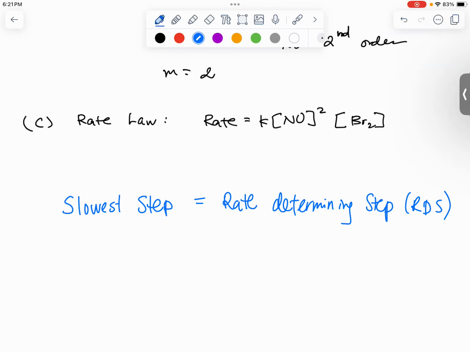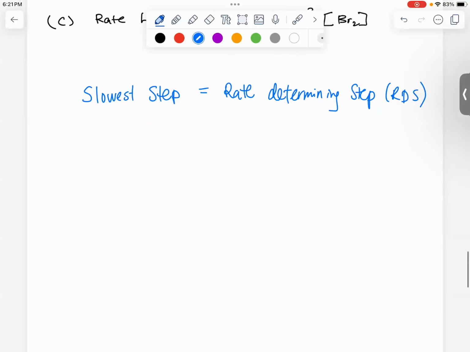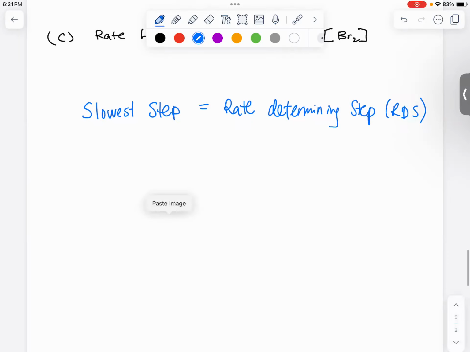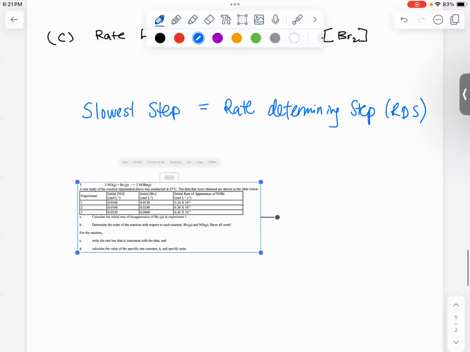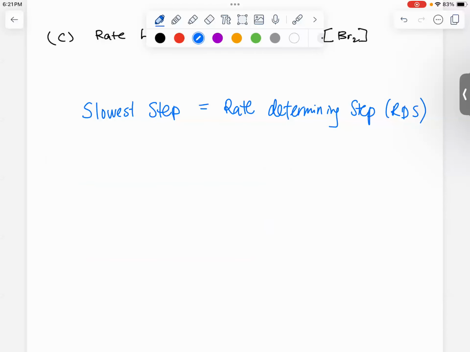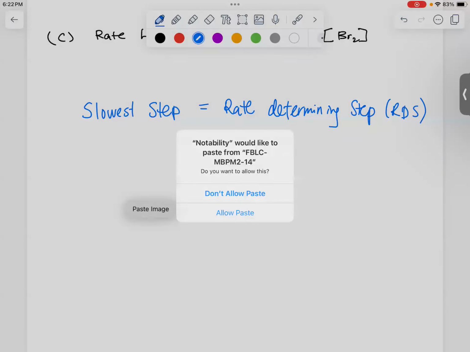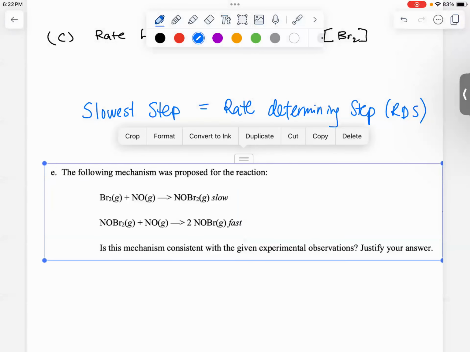And now we are going to look at part E. Now, what is part E? Let me go ahead and show you. For part E, it shows you a slow step and a fast step, and we just said what? The slowest step is our rate determining step. And these little steps are our elementary steps.